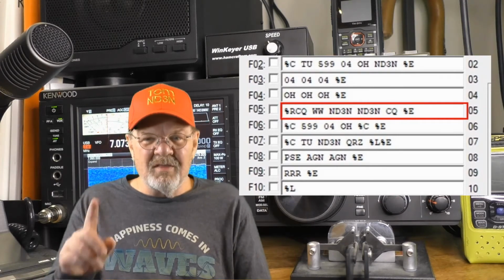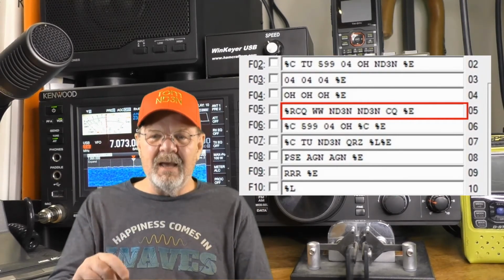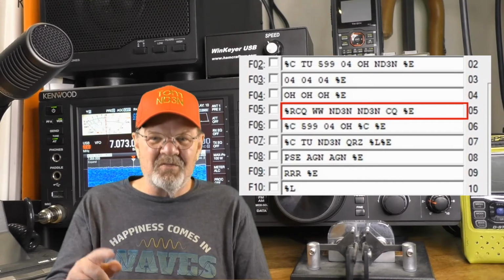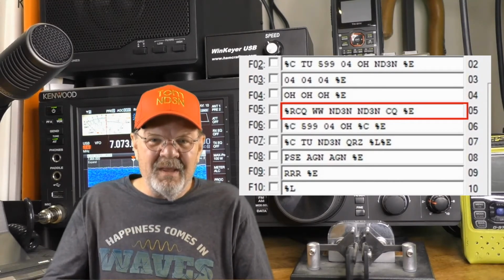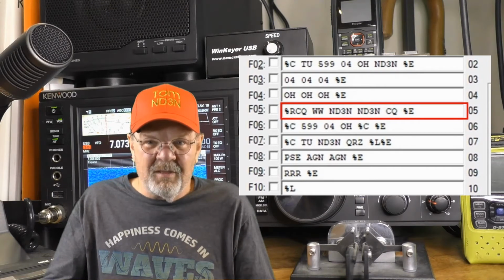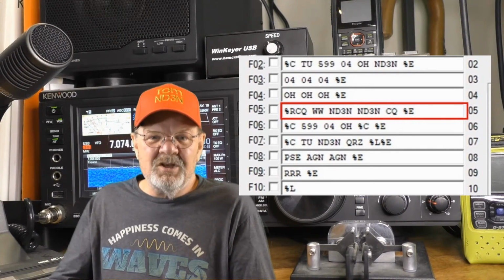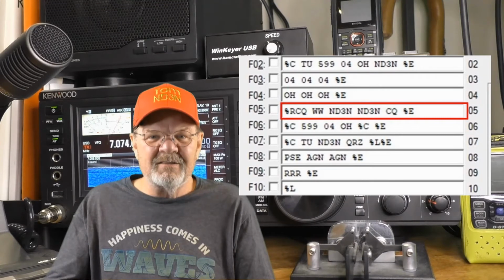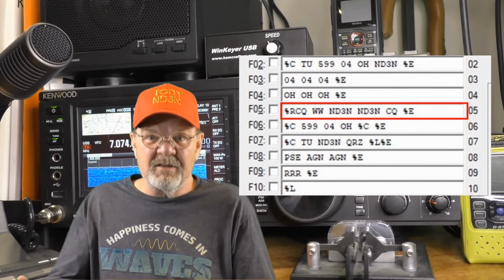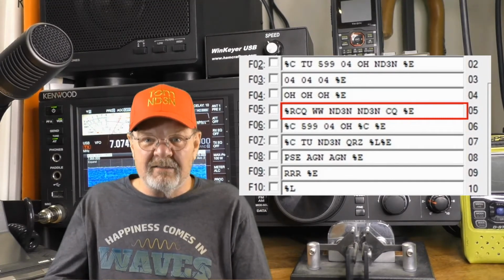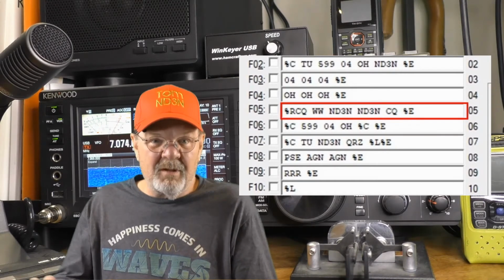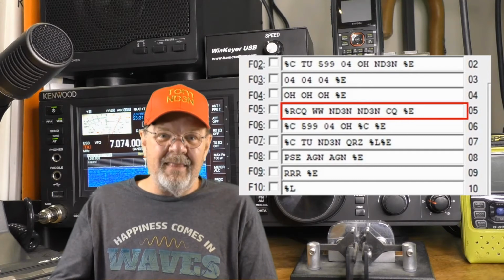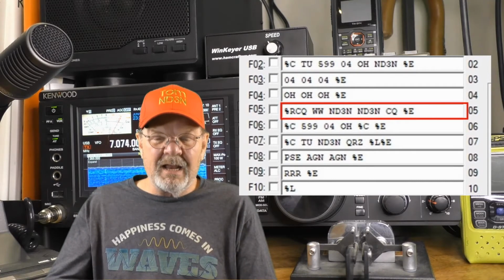Also, please note, this is not self-spotting. I'm just making it easier for someone else to spot me. I'm not doing the spotting. And I'm not asking for them to spot me. The WW identifies which contest I'm calling CQ on. In this case, the Worldwide DX contest. And then I present my call sign twice, and that improves the chance that I'll be recognized.